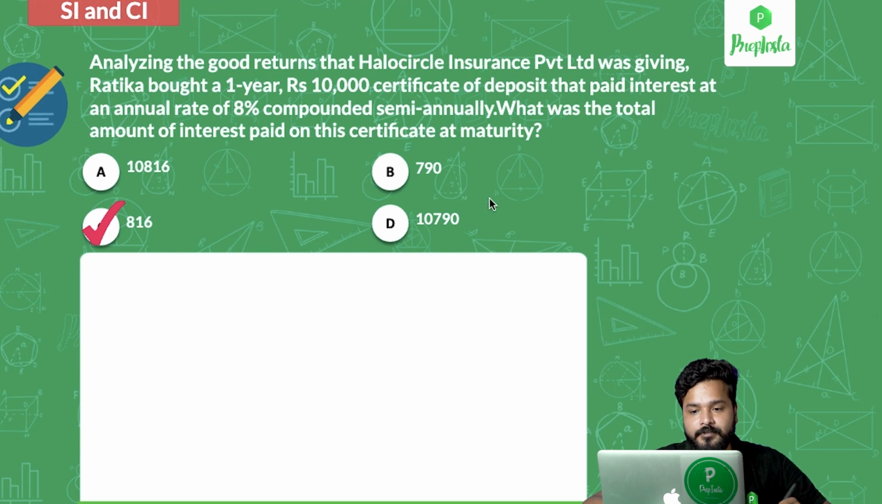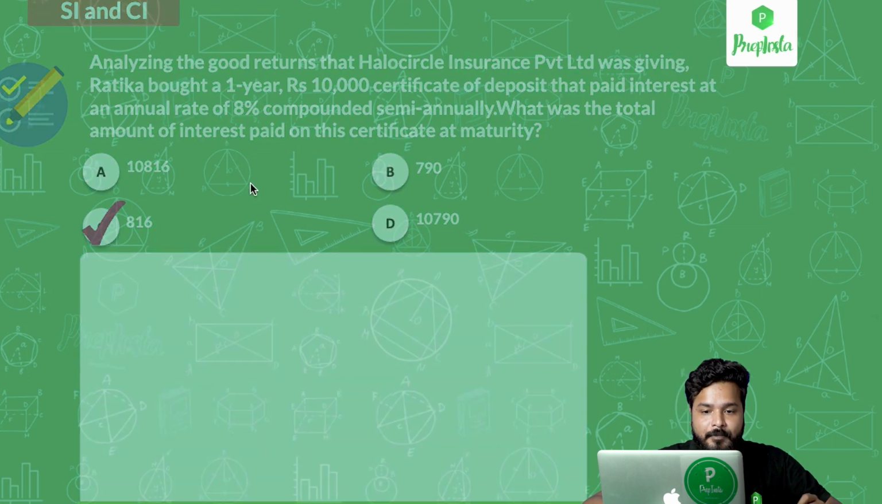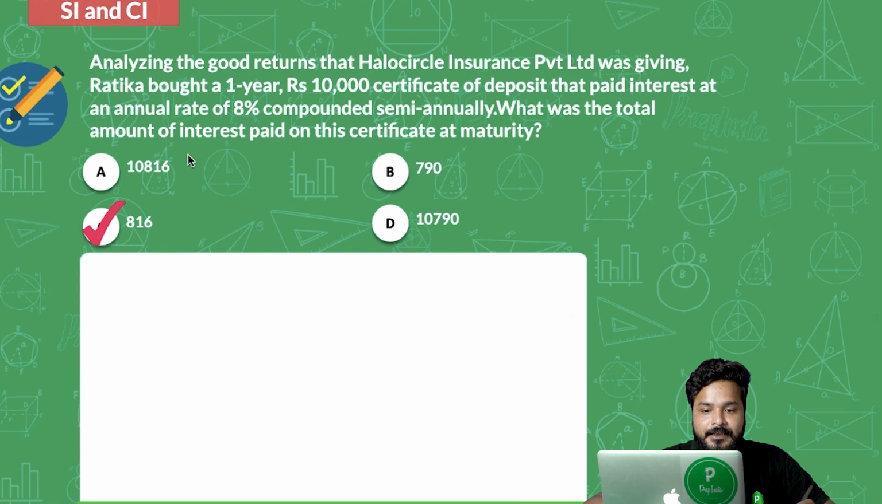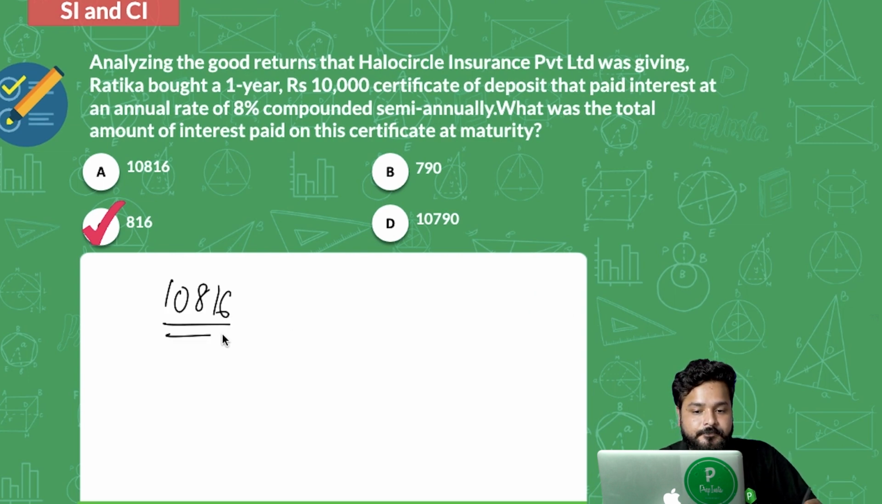Sorry. The question asked what the total amount of interest paid at the certificate maturity is. I'm really sorry, I didn't go through that. So if the amount is 10816, we need to find the interest, right? So what is the interest?